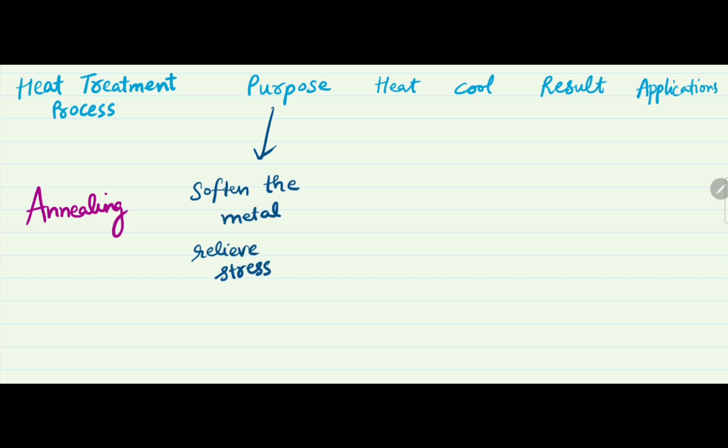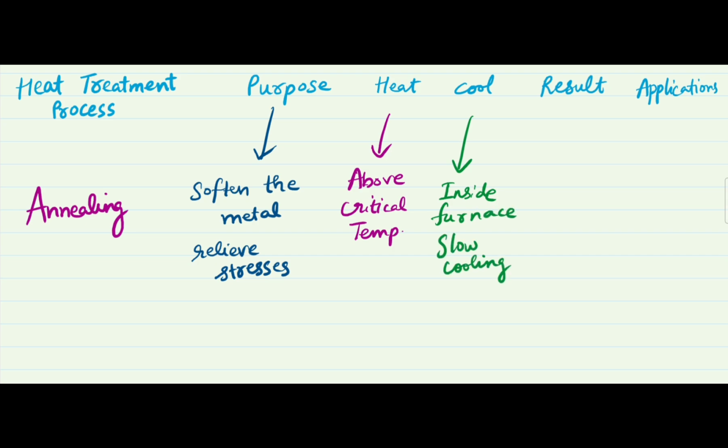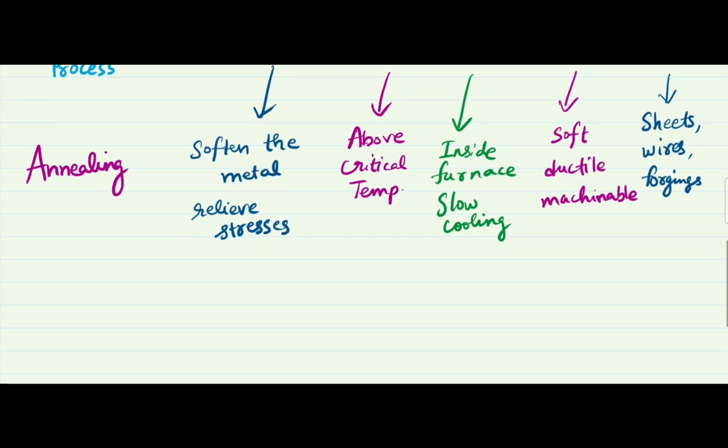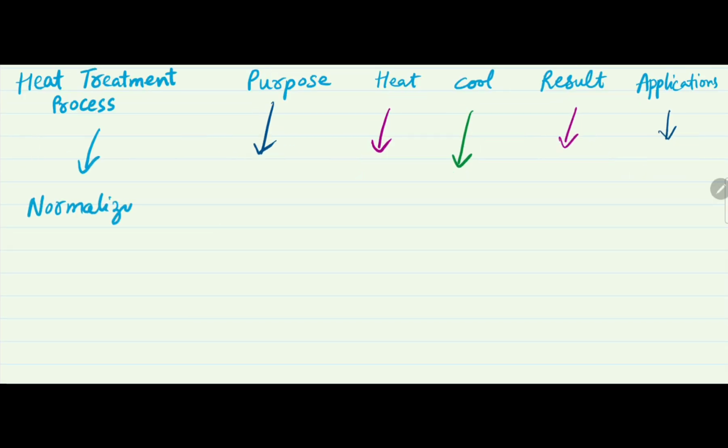The main purpose of annealing is to make the metal softer and relieve internal stresses. The metal is heated above its critical temperature and then it is cooled very slowly inside the furnace. Because of this slow cooling, the metal becomes soft, ductile, and easy to machine. That's why annealing is commonly used for sheets, wires, and forgings before further manufacturing.